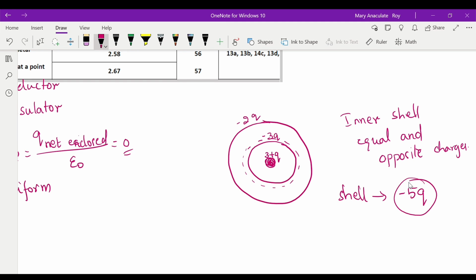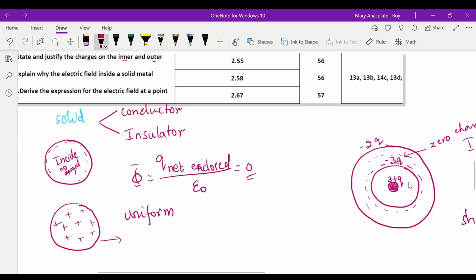Why is this distribution happening? Because in a conductor, the charges will be present only on the surfaces. Inside, as we saw before, you will have 0 charge. That's the reason the electric field will be 0, as well as the flux will be 0, inside a conducting shell or a conducting solid sphere. So I hope that's clear.